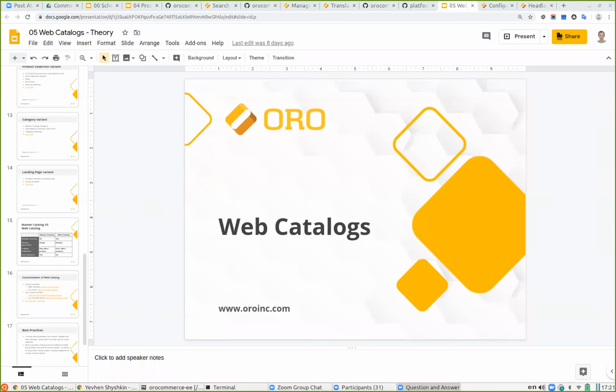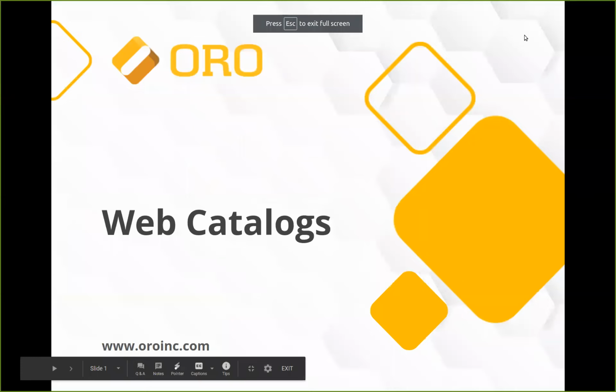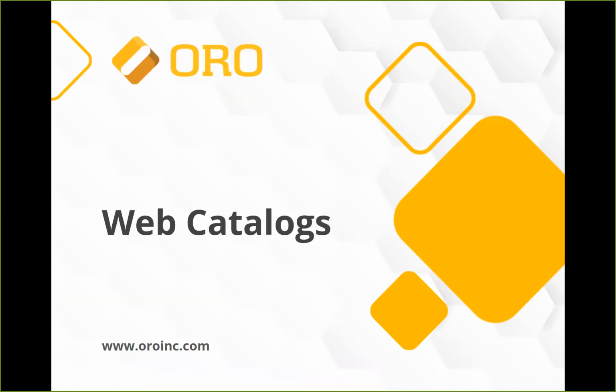Okay, let us continue. Looks like we have no more questions in chats. So our next topic is web catalogs. We're going to check what web catalogs are, how they differ from the master catalogs, what kind of custom features you have there, and how to assign them to different websites.